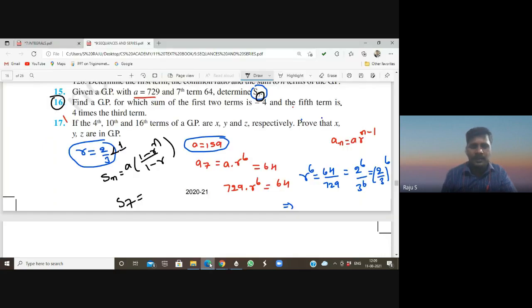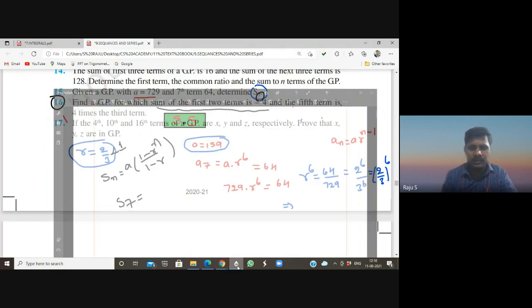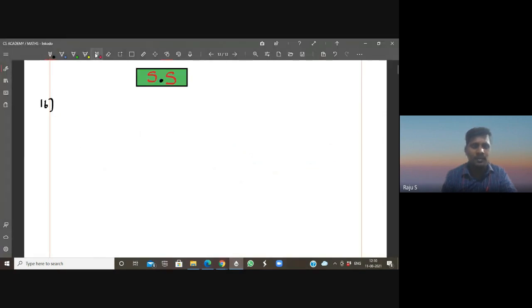Yeah, fine. Next question, the 16th one. Find a GP, the geometric progression, for which the sum of the first two terms is minus 4. For that, the sum of the first two terms is given. First two terms means S2. S2 is nothing but A1 plus A2. The sum of the first two terms is S2, the sum of the first n terms is Sn, like that. S2 is equal to minus 4, they have given.